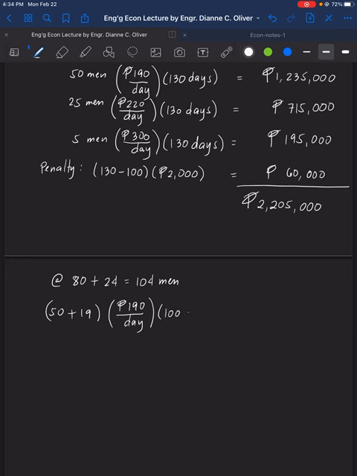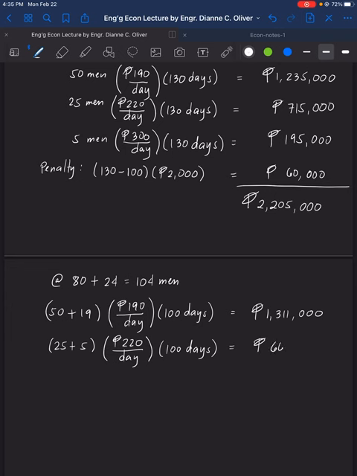And we have there 100 days. So that is a total of 1,311,000. Next is the 25 men with additional of 5 men who are being paid 220 pesos per day for 100 days. That is equal to 660,000 pesos.